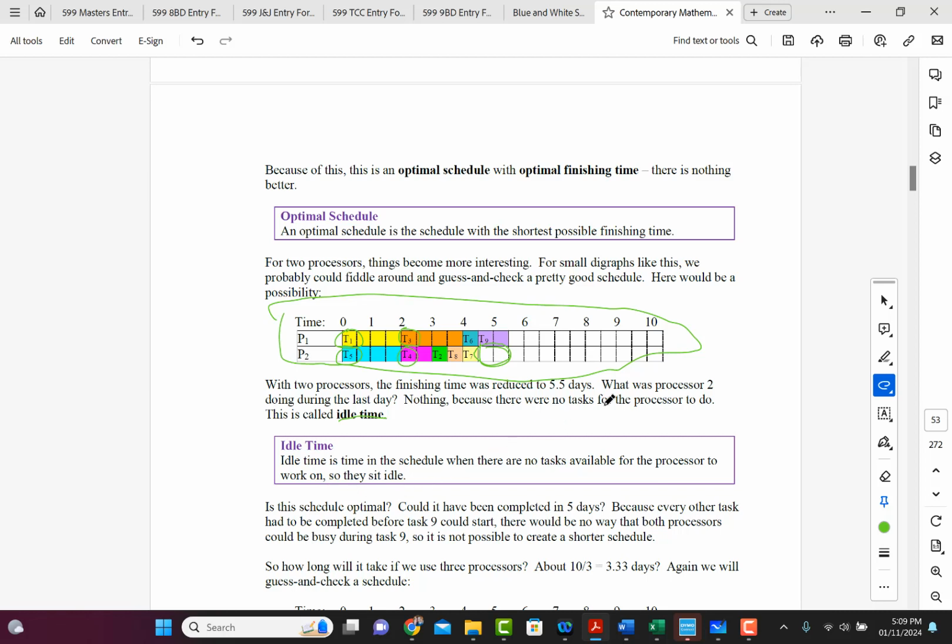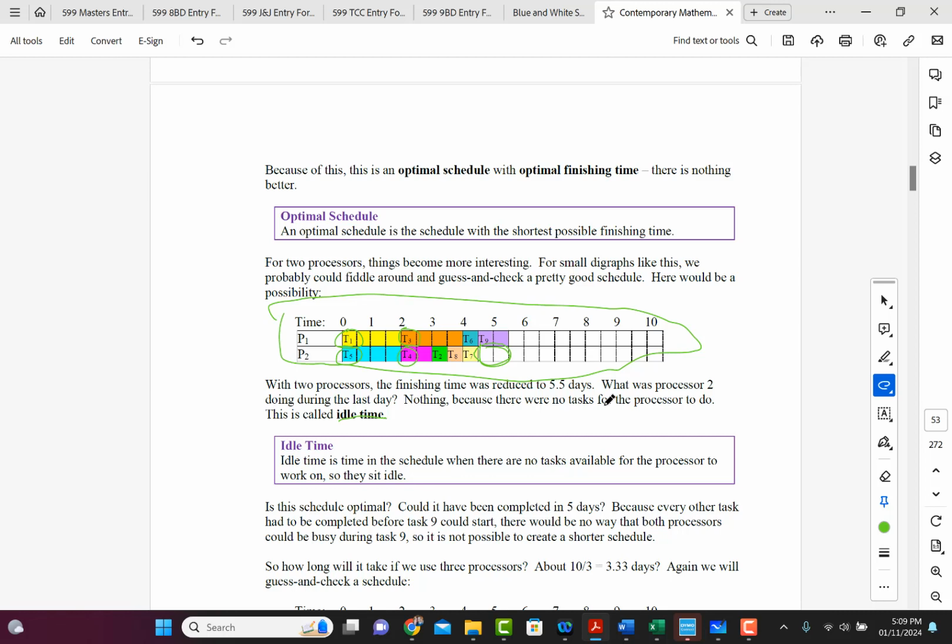Now, is this schedule optimal? Could it have been completed in 5 days? Because every other task had to be completed before task 9, right? Can't do task 9 unless all the other tasks are done. There would be no way that both processors could be busy during task 9. So it is not possible to create a shorter schedule in this example.